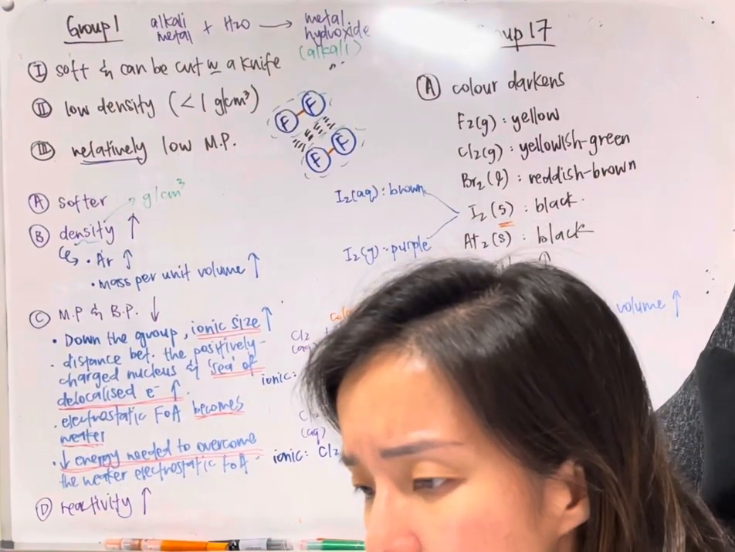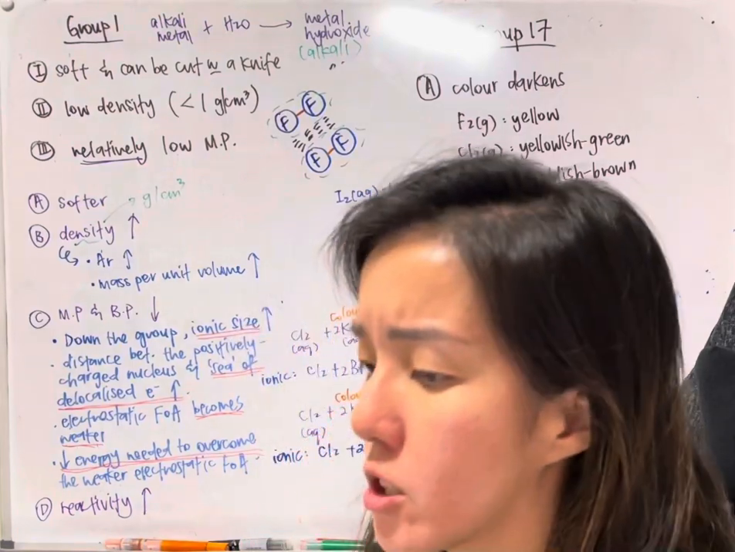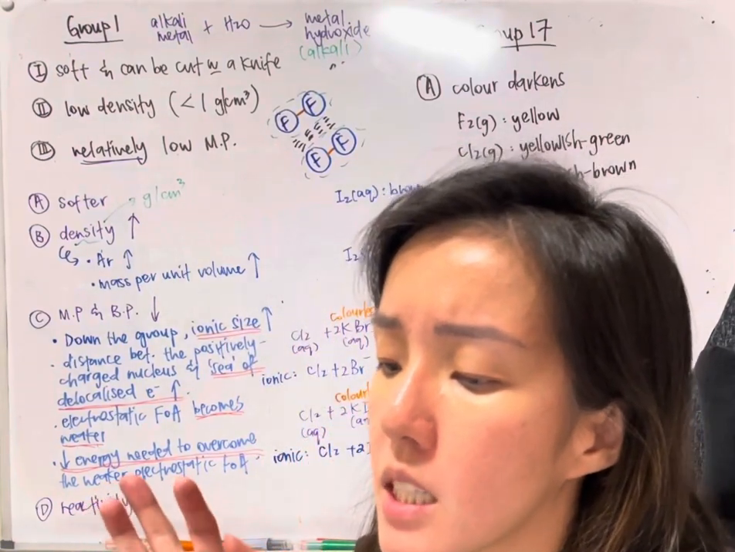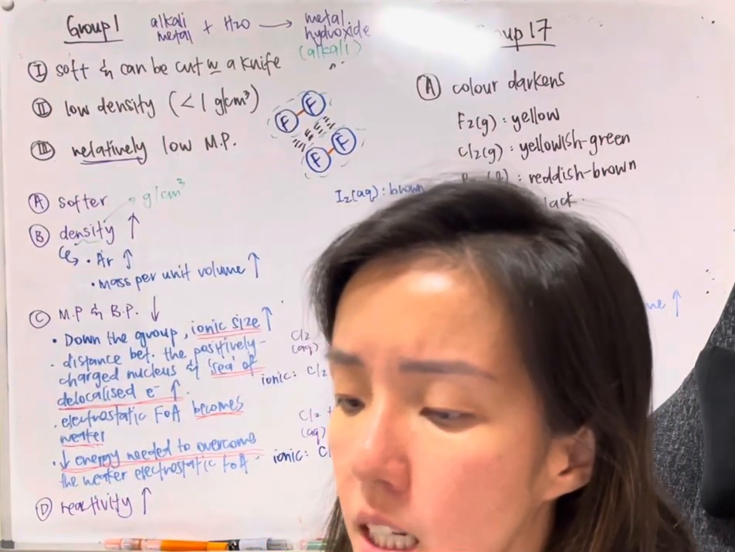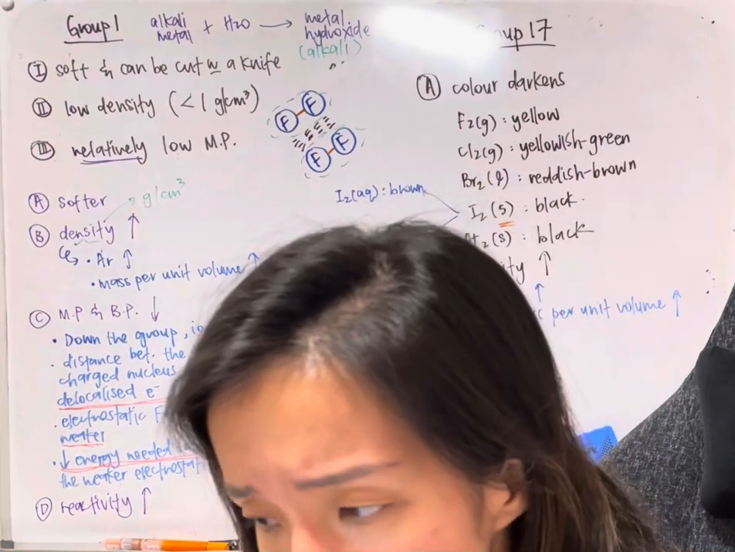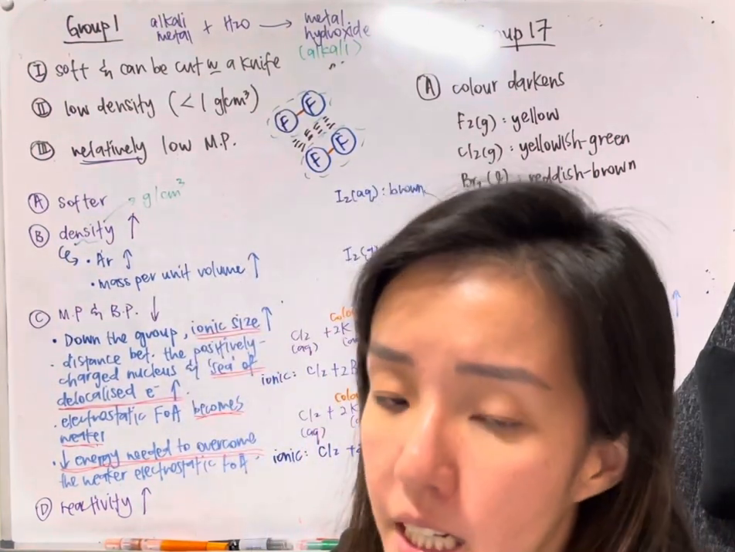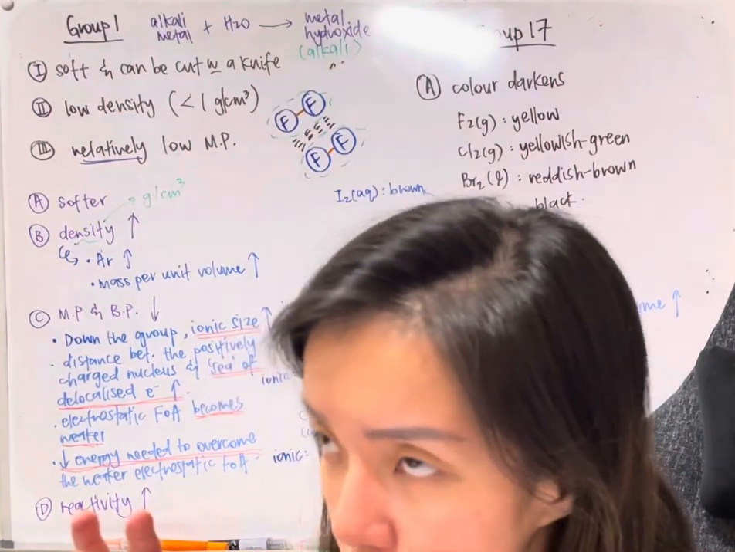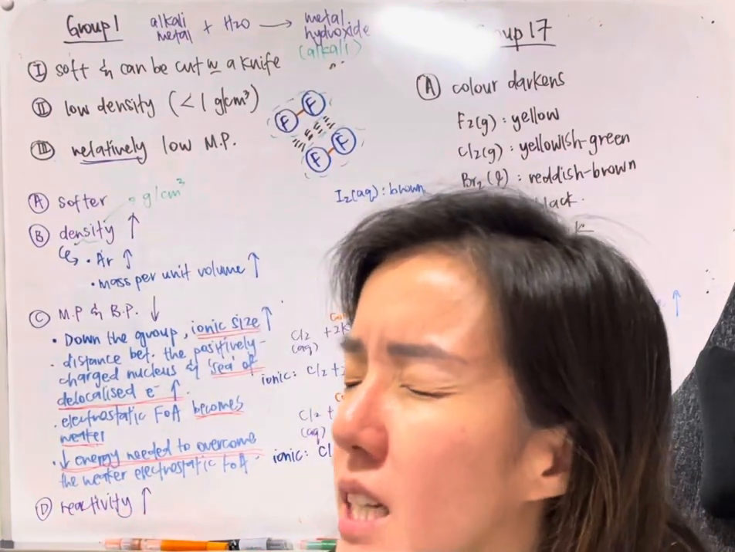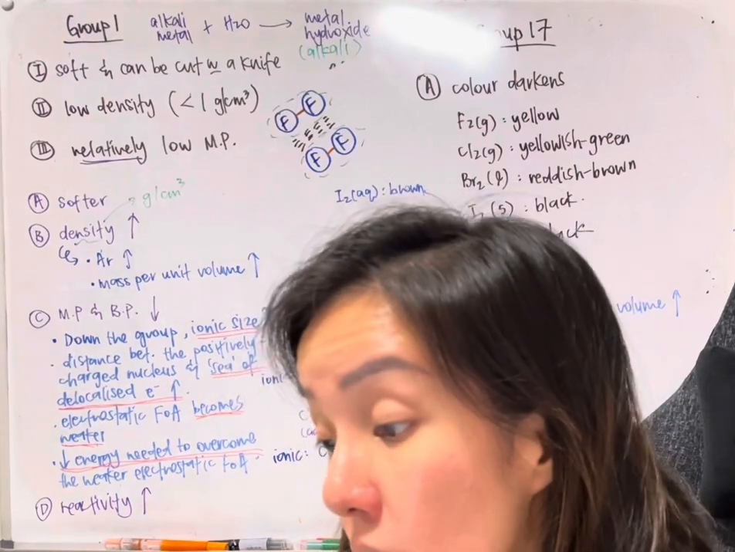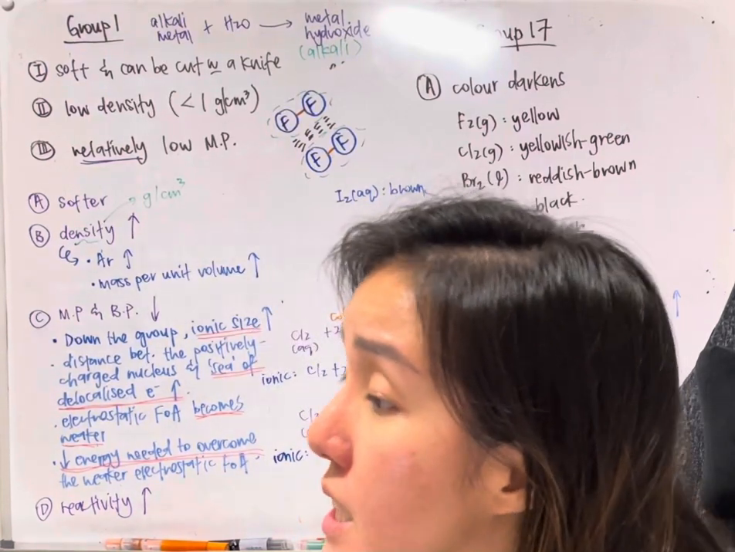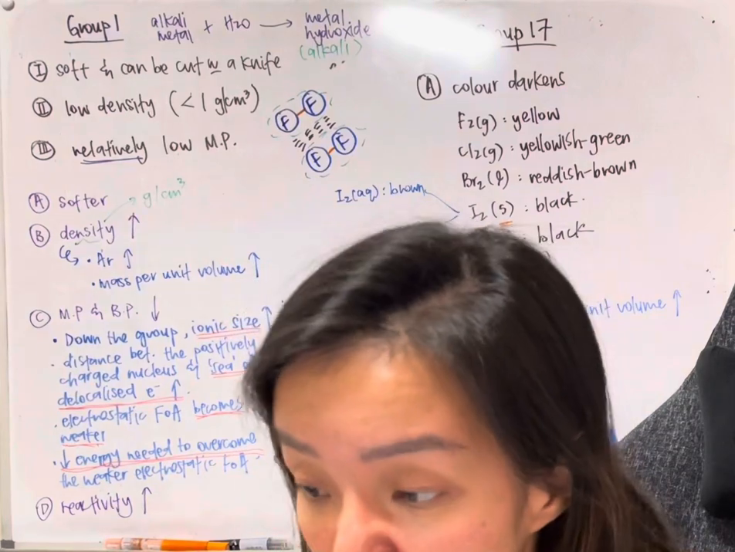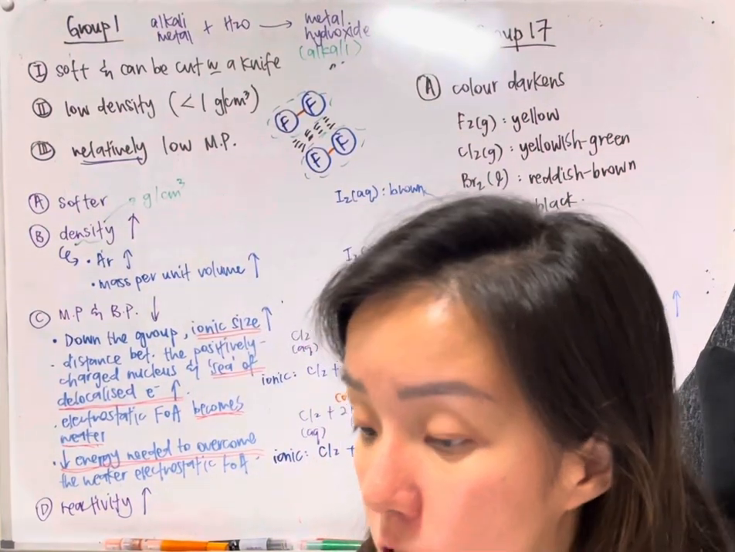Okay, so chlorine has a smaller atomic radius, and that's why the distance between the positively charged nucleus and the valence electron is smaller. So that's why it is easier to gain an electron. Understand? As long as you tell me all the things that I made you memorize, and just tell me it's more reactive and able to displace, I can give you the credit.